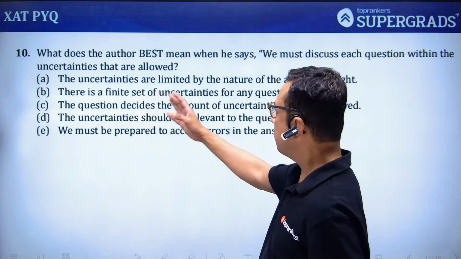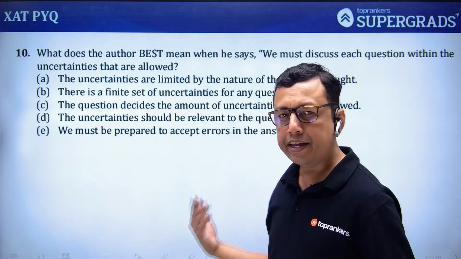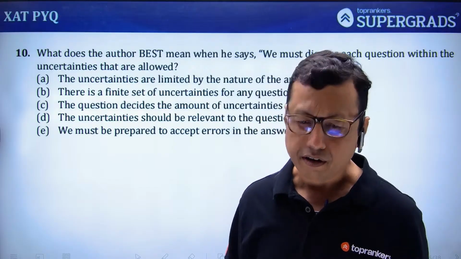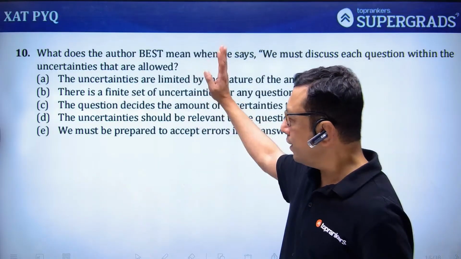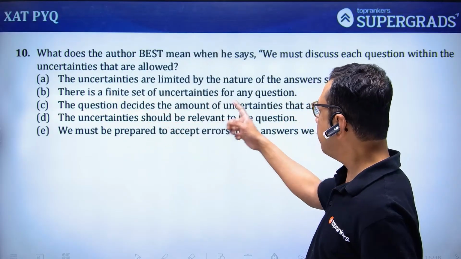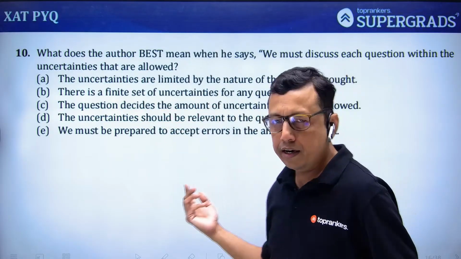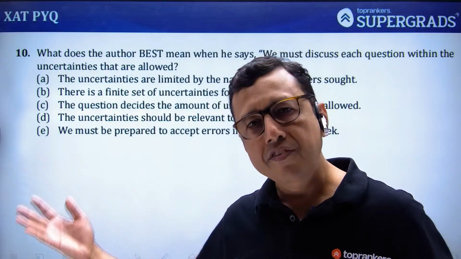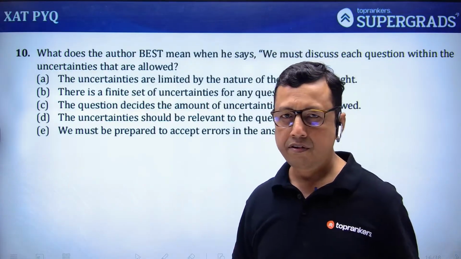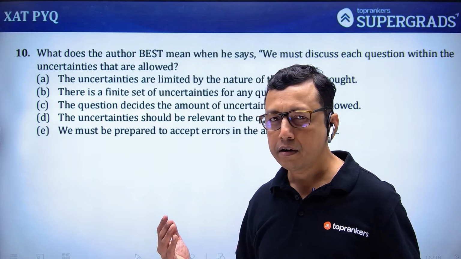So this says there is a finite set of uncertainties for any question. Finite set is not written. Simple, and therefore it's not there in the passage. Out of scope, eliminated. The question decides the amount of uncertainty. Again, question is not the deciding factor. Uncertainties are uncertainties. They exist. They need to be addressed.